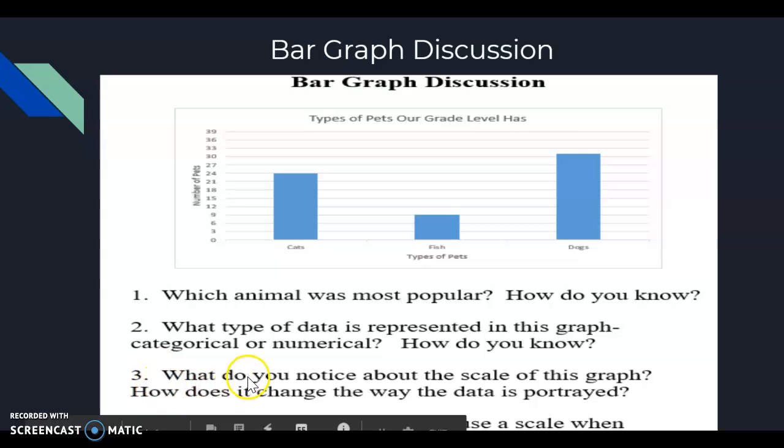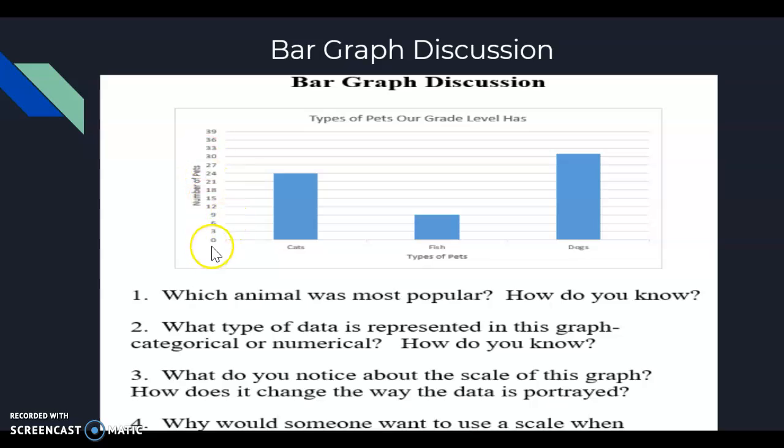So I'm going to go back to number 3. What do you notice about the scale of this particular graph? So again, the scale is going to be over here. If you go 0 to 3 to 6, you're trying to figure out, well, what is the pattern here? What is the difference between one line to the next?